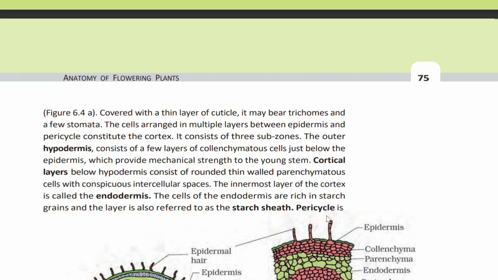The outer hypodermis consists of a few layers of collenchymatous cells just below the epidermis, which provide mechanical strength to the young stem. Cortical layers below hypodermis consist of rounded, thin-walled parenchymatous cells with conspicuous intercellular spaces. The innermost layer of cortex is called the endodermis. The cells of endodermis are rich in starch grains and the layer is also referred to as starch sheath.